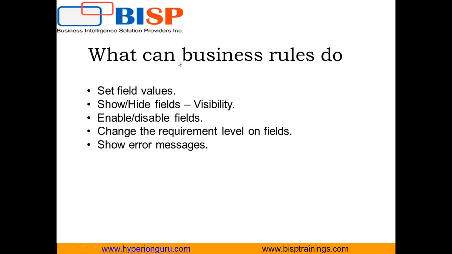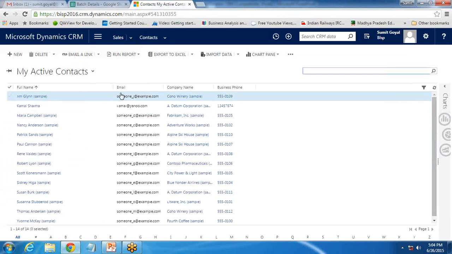By using business rules, we can set field values, and show or hide fields, making them visible or invisible. We can enable or disable fields at runtime. We can change the requirement level on fields, and we can display error messages. So let's switch to CRM and apply a validation rule here.